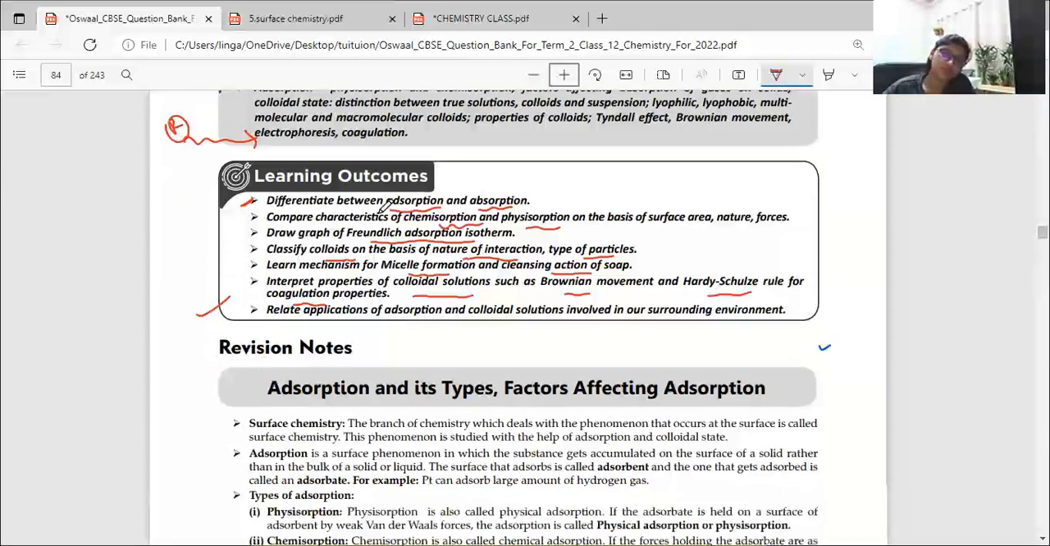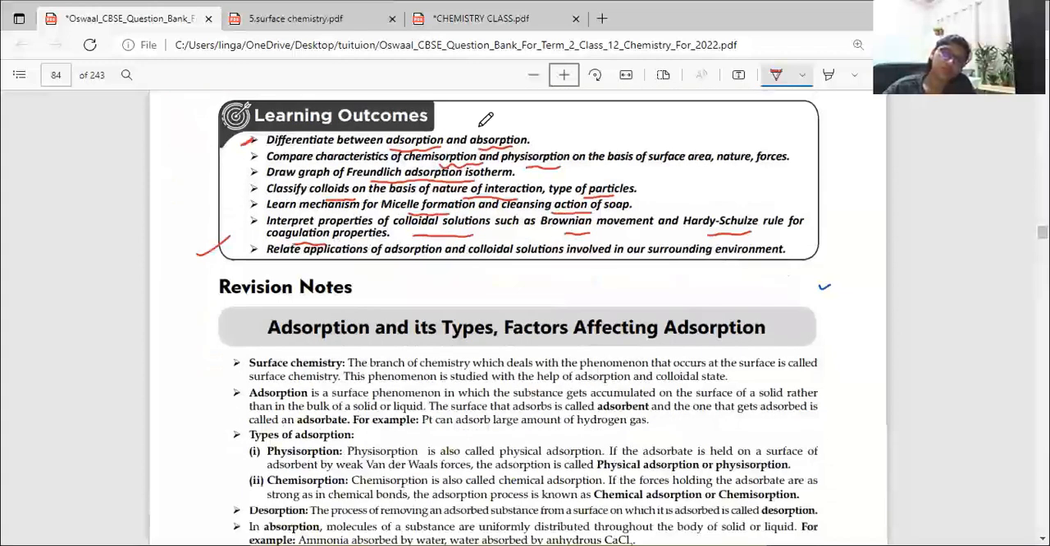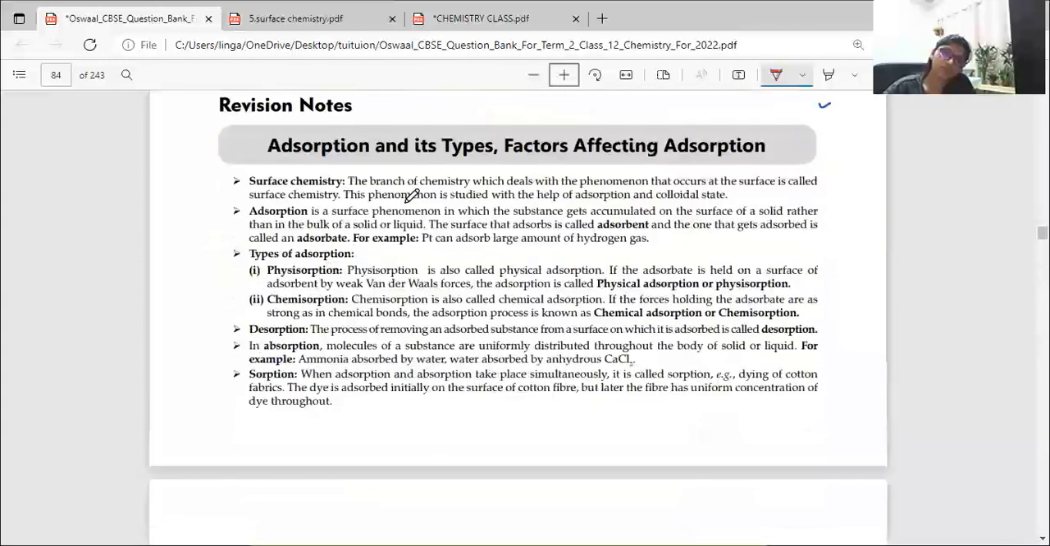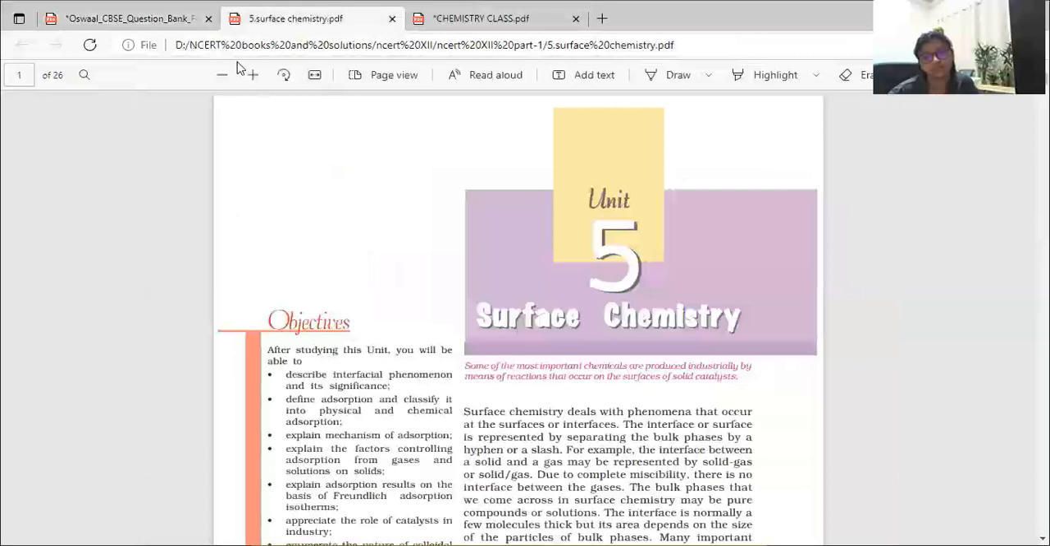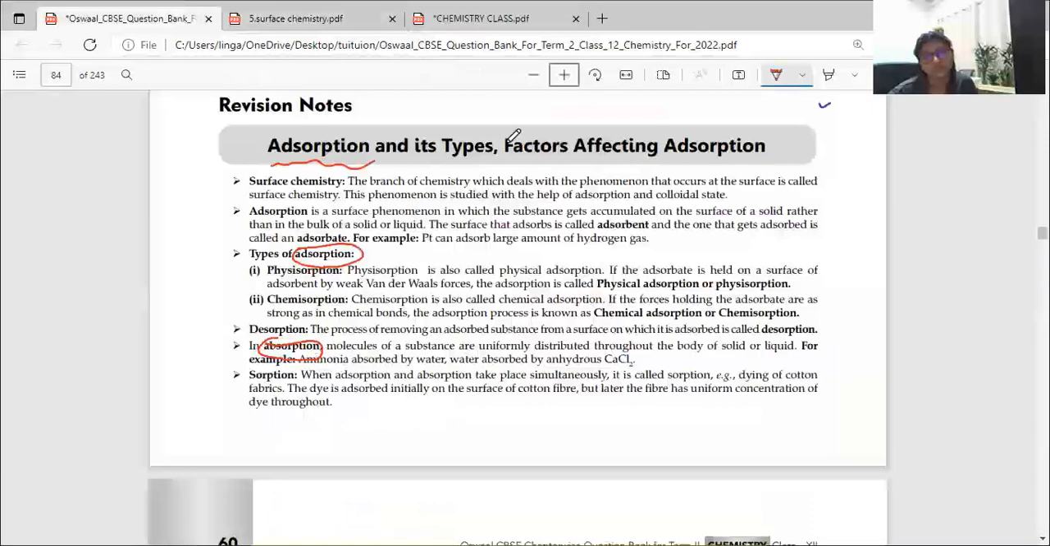So, step by step. The first point: adsorption and absorption. You know the English meaning; one is adsorption and another one is absorption. Absorption. This is adsorption. What is the main difference between adsorption and absorption? See, I am taking one sponge.